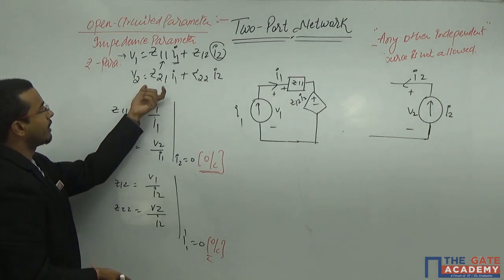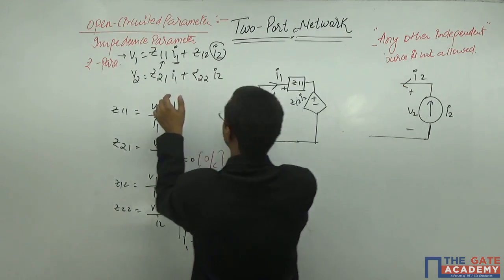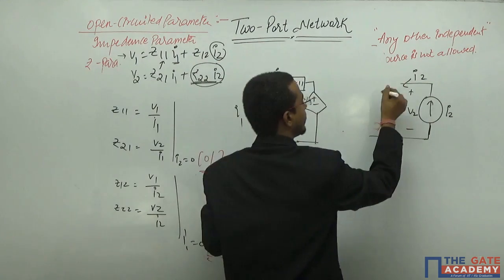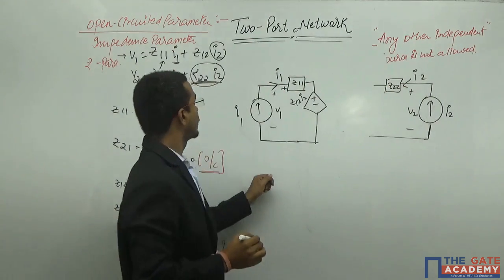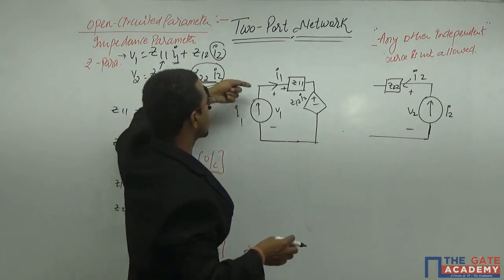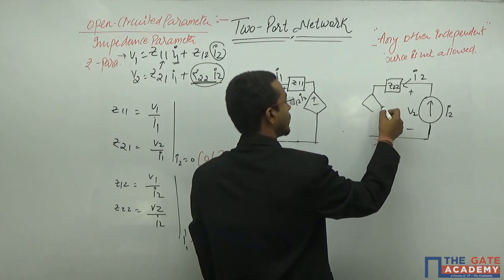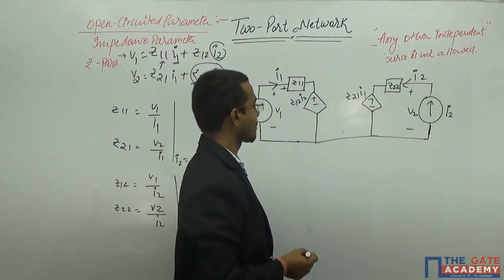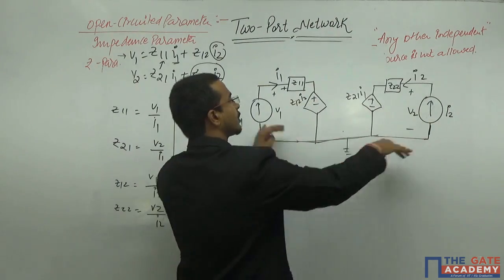The same thing you will do from here. That means V2 is basically here, multiplication of Z22 I2. I2 is here. That means here the value will be Z22. Again, you are getting the function of I1 in the second port, and I1 is the current at the first port, not in the second. That means here again you will get Z21 I1. And why have I shorted this? Because I have assumed that both are with respect to the ground only.